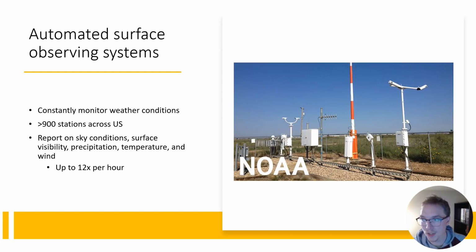Automated Surface Observing Systems, or ASOS, constantly monitor weather conditions on the Earth's surface. More than 900 stations across the U.S. report data about sky conditions, surface visibility, precipitation, temperature, and wind up to 12 times per hour. Nearly 10,000 volunteer National Weather Service cooperative observers collect and provide additional temperature, snowfall, and rainfall data. The observational data that the ASOS and volunteers collect is essential for improving forecasts and warnings.